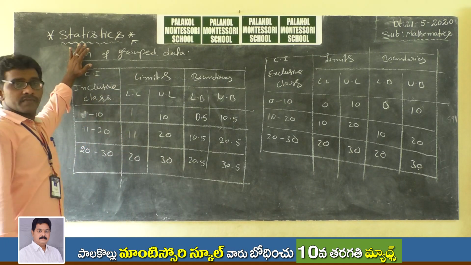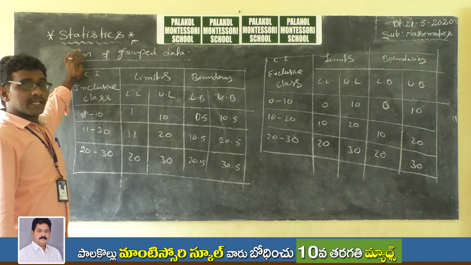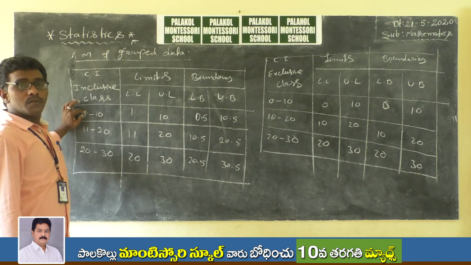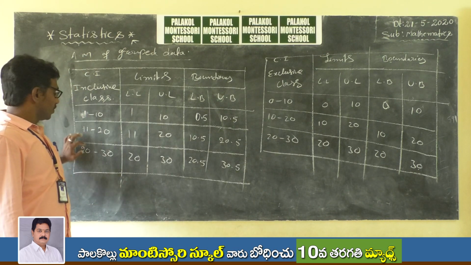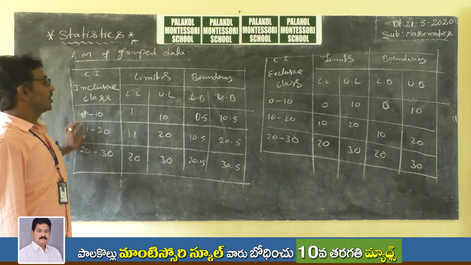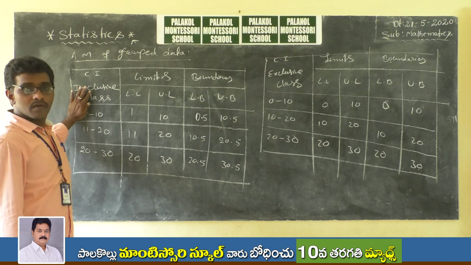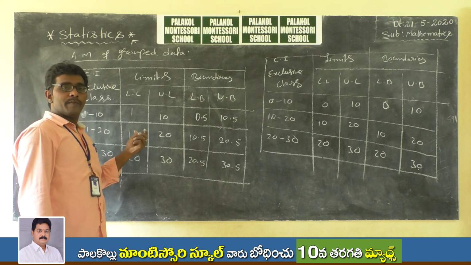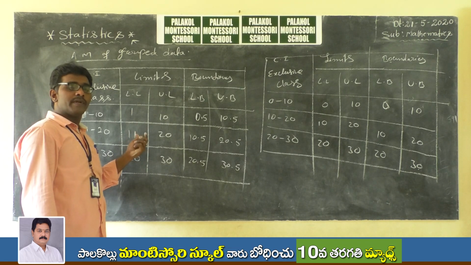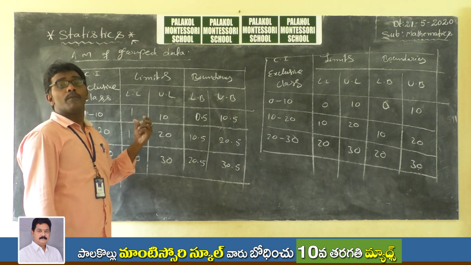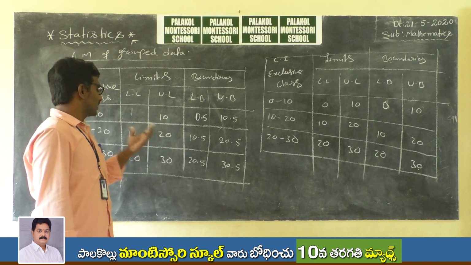The class interval definition already I have completed. In the class interval, again two types, one is the inclusive classes, another one exclusive classes. See, 1 to 10, 11 to 20, 20 to 30 and so on are called as inclusive classes. Why? Because to find out that any class interval limits, upper limit and lower limit belong to that particular class.